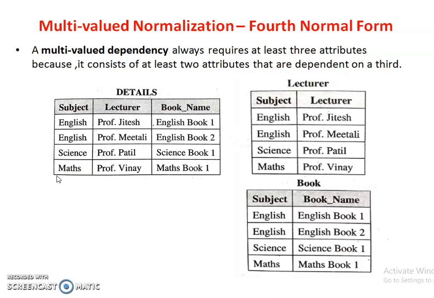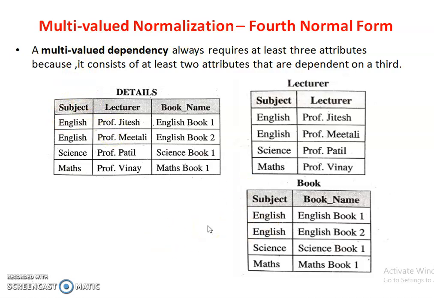So to remove this dependency, the table should be split into two tables: the first table is lecturer and the second table is book. Now, in this design, if we want to retrieve the name of the lecture or book recommended, then two independent queries can be executed. This eliminates the multi-value dependency of attribute subject. So this is nothing but the design of 4NF, that is, fourth normal form, or multi-value normalization.